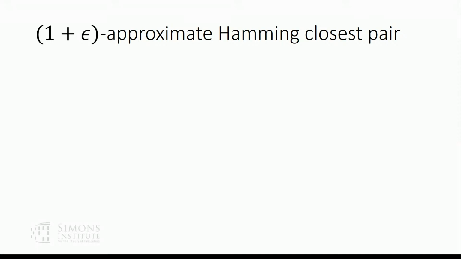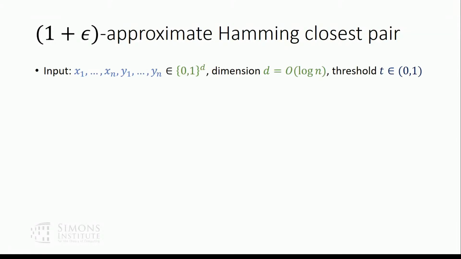So again, our plan is we're going to reduce from the approximate closest pair problem to the attention problem. So let me remind you, what is the 1 plus epsilon approximate Hamming closest pair problem? In this problem, you're given as input n x vectors and n y vectors. They're 0, 1 vectors of dimension d, like order log n. And you're also given some threshold t. You should think of t as some constant that's between 0 and 1.